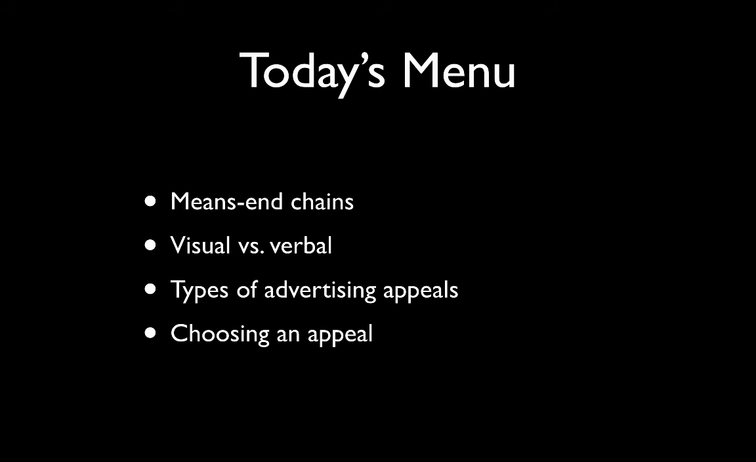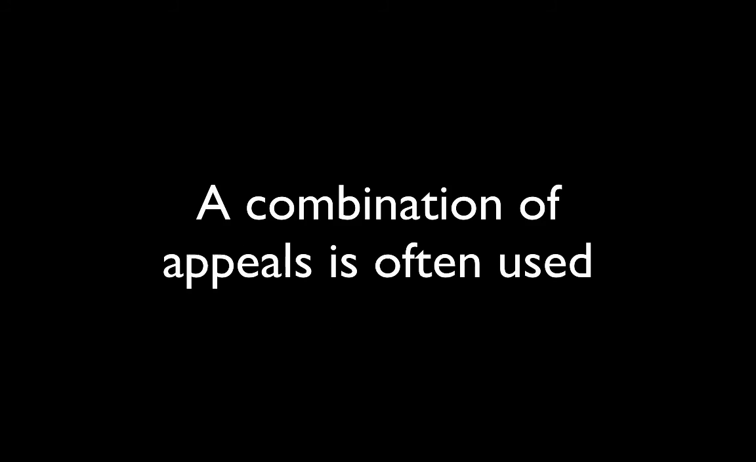Okay, so we talked about means-end chains, we talked about visual versus verbal communication, and we talked about different types of advertising appeals. We haven't really talked about choosing an appeal, but when we think about using one appeal, one of the things that should have been obvious from the examples we saw and some of the discussion I've had is that we often use a combination of appeals. It's not one or the other, but it's often multiples.